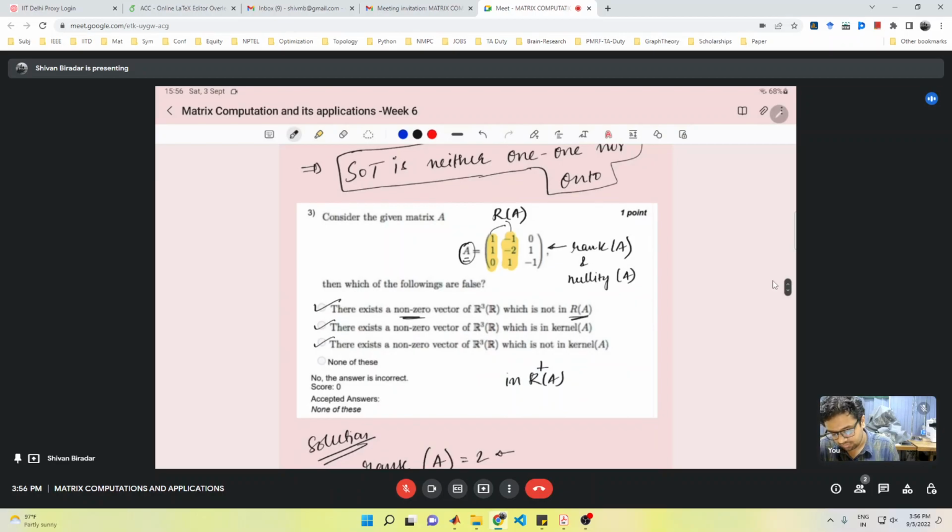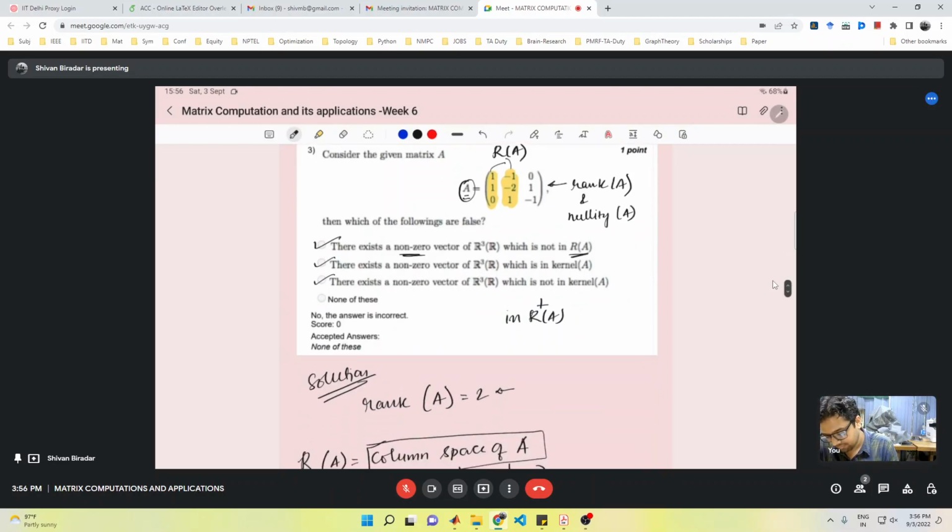So this is also false. So the answer would be this. These are false. These are true. This is true. This is true. So the answer is this.